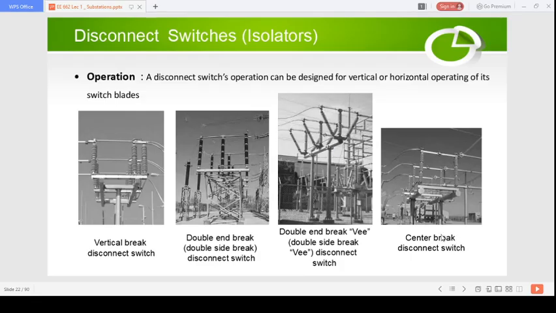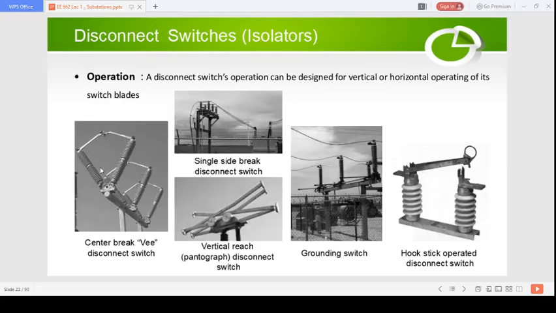Okay, and then you have the center brake disconnect switch, which basically breaks from the center. Okay, and you have this center brake V type disconnect switch, which basically breaks from the center, right, at this point. Okay, and then you have the single side breaker, the vertical reach disconnect switch, and the grounding switch, as well as the hook stick operated disconnect switch.